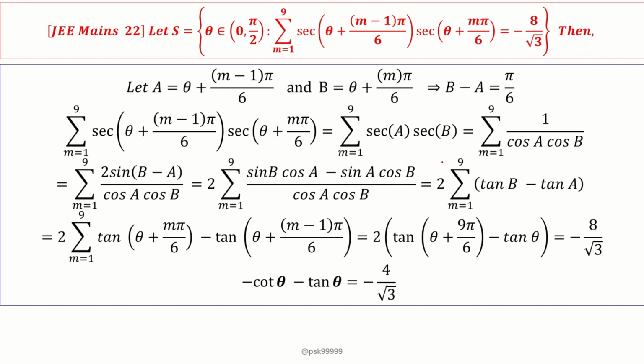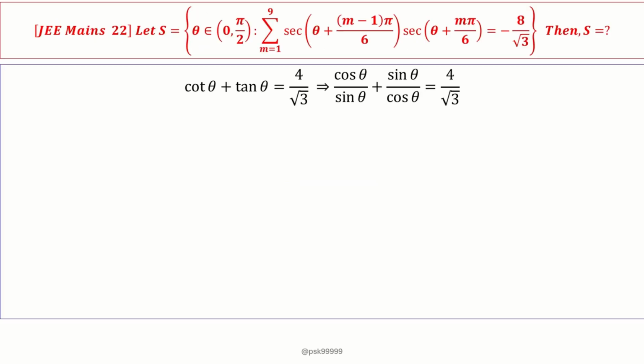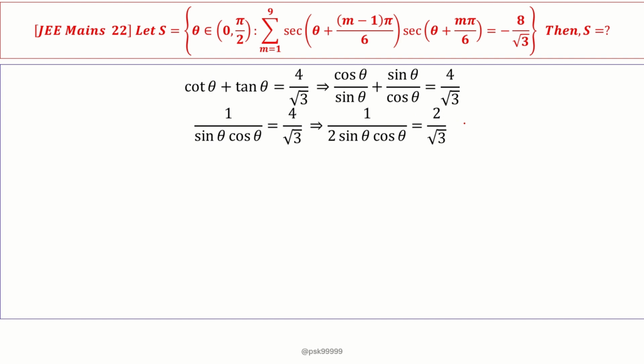Now this is the expression which we have last. This I am writing as 1 by sin theta cos theta. Why? Because if I simplify, cos theta by sin theta plus sin theta by cos theta, take the LCM sin theta cos theta, and I'll get sin square theta plus cos square theta, which is 1. So I will take the 2 here, and this is in the form of sin 2 theta. So sin 2 theta is nothing but root 3 by 2.